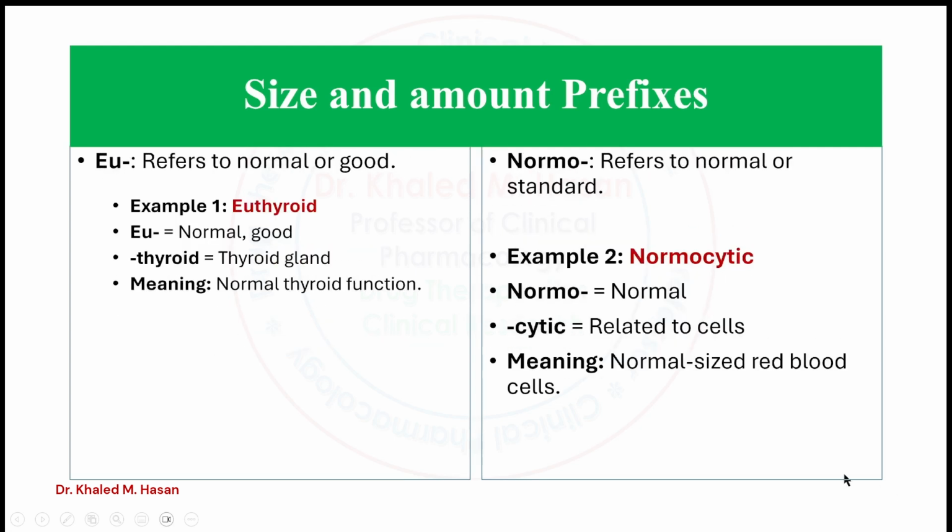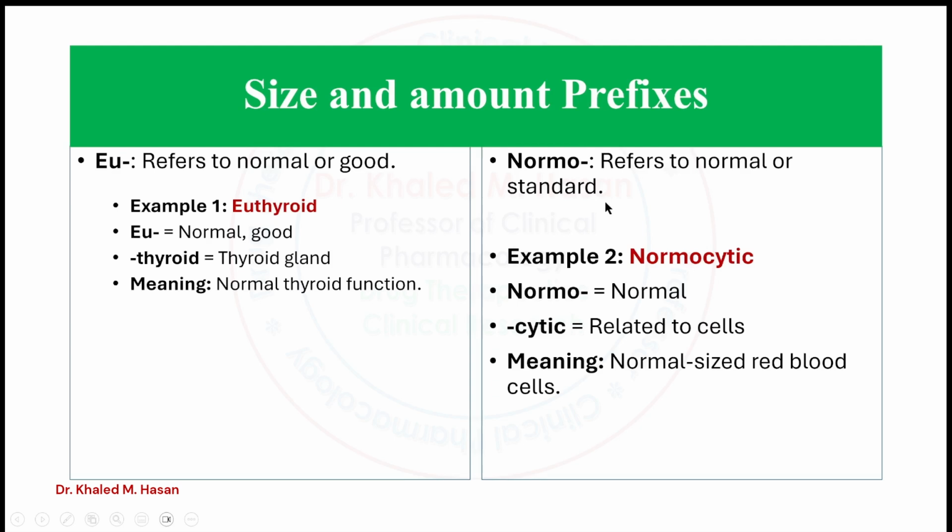Okay, next medical terminology, we have euthyroid. Eu refer to normal or good, normal value, normal level, or good situation. Euthyroid, eu here mean normal or good. Thyroid stands for thyroid gland. Here we talk about normal thyroid function.